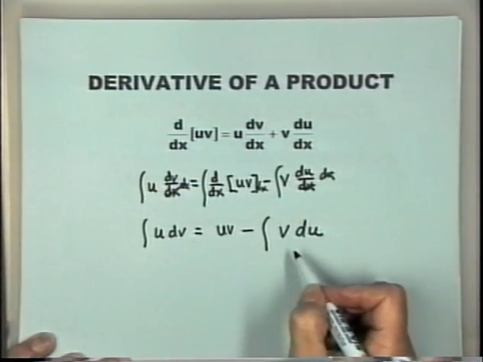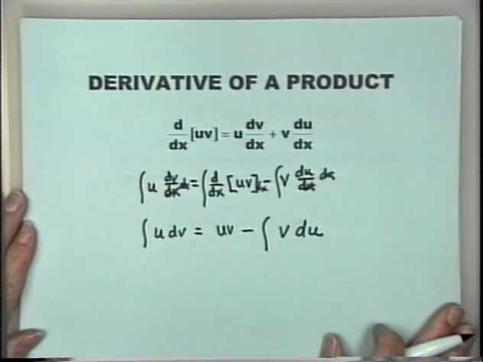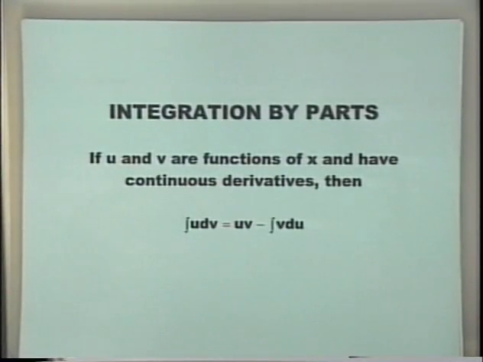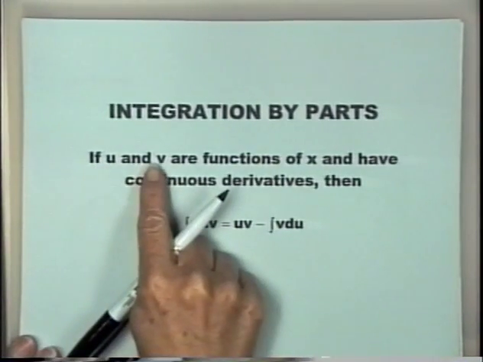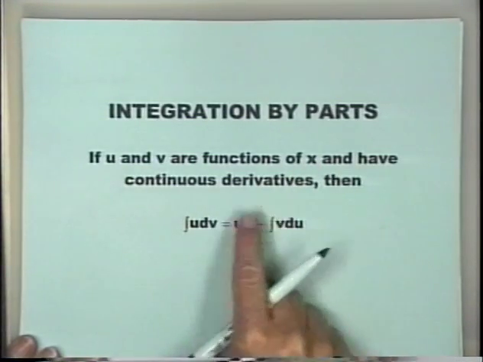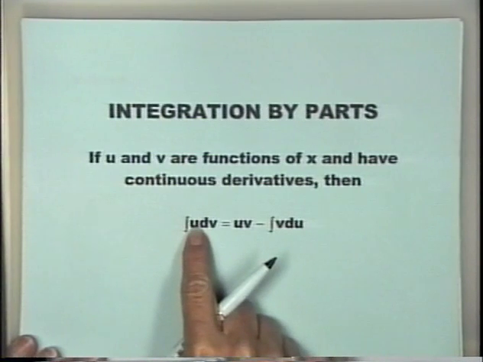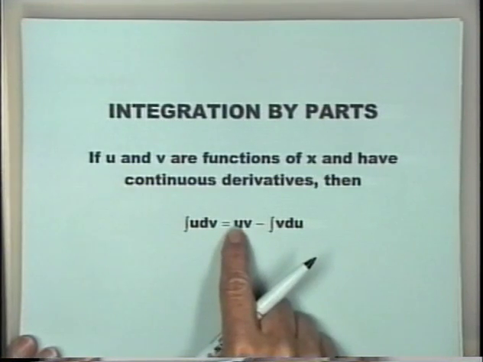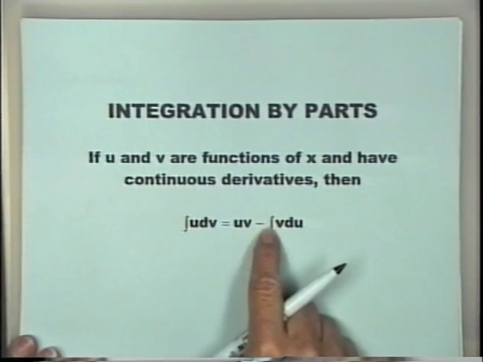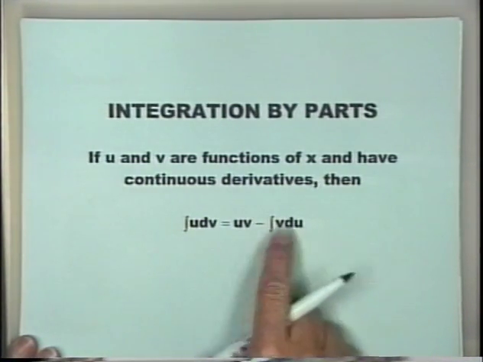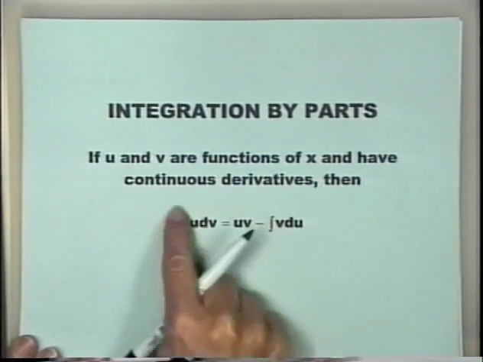I just wanted to show you this, not that you have to remember how this is developed, but so that when you see this integration by parts formula, you know where it came from. It says if u and v are functions of x and have continuous derivatives, then the integral of u times the differential of v, u times dv, equals u times v minus the integral of v times the differential of u, v times du. You need to commit this formula to memory.